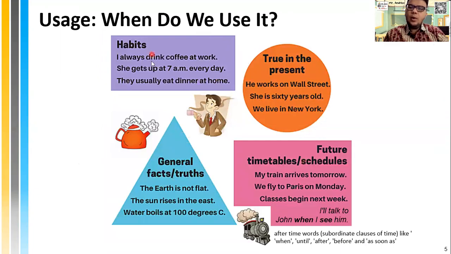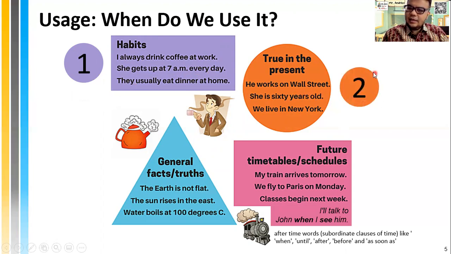So, okay, when do we use the present simple tense? First, we use present simple tense when we're talking about habits, right? Habits are something that we do frequently or continuously. So for example, I always drink coffee at work. So if we want to talk about habits, we use the present simple tense. She gets up at 7 a.m. every day, right?